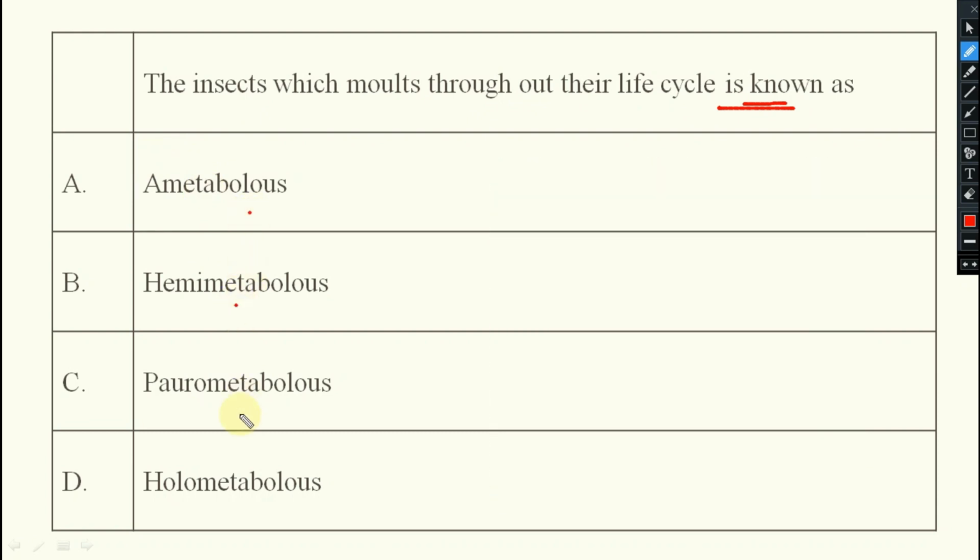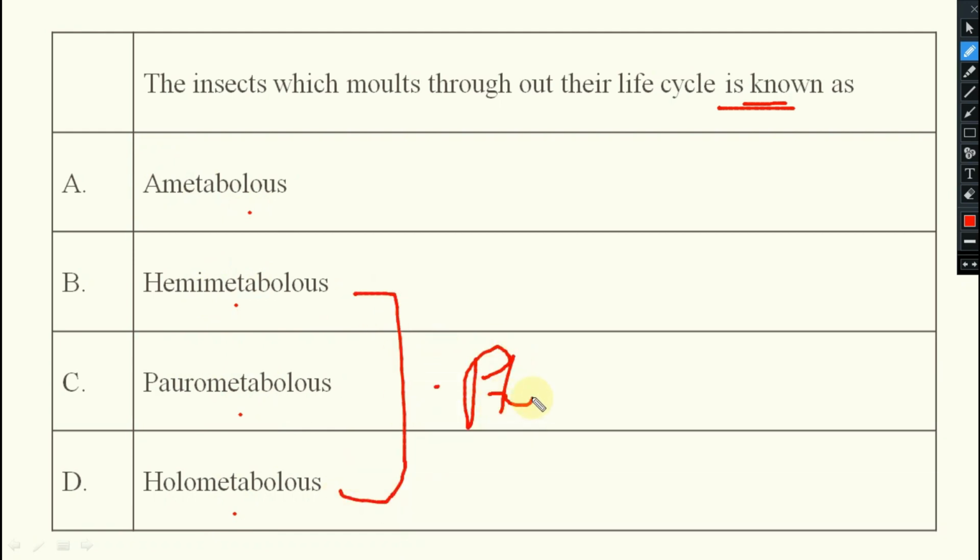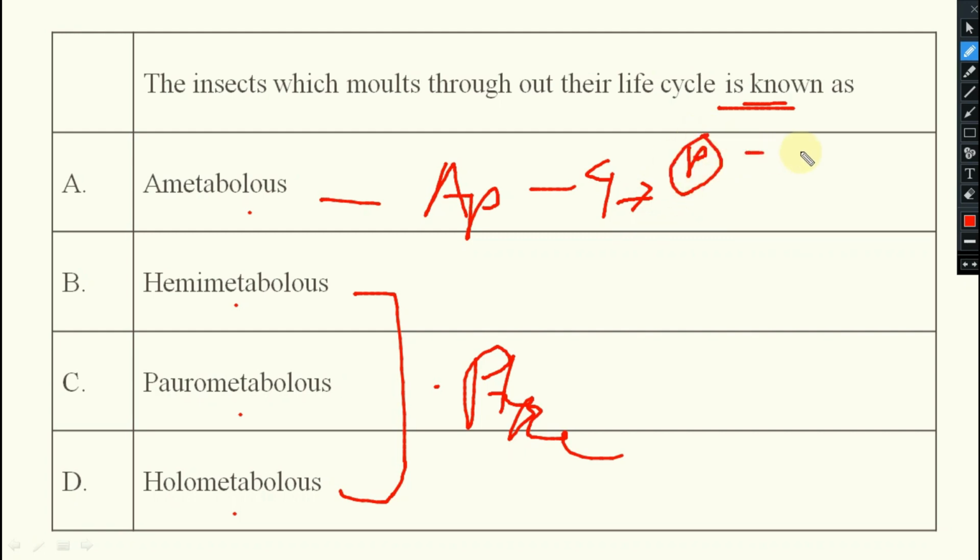Next, the insect which molts throughout their life cycle is known as what? Ametabolous, hemimetabolous, paurometabolous or holometabolous? In general, these are your Pterygota orders. Here ametabolous means Apterygota, and only 4 orders are there. In this case, they don't have any kind of pupal stage. Only the body growth will happen.